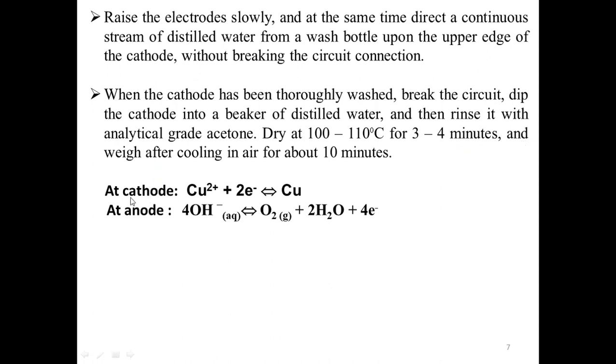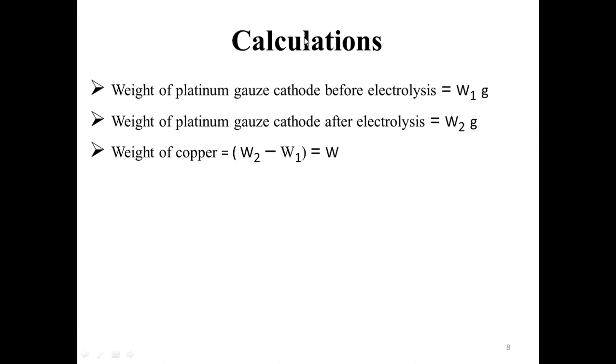The reaction at the cathode is reduction of cupric ion, and at the anode is oxidation of hydroxide ions. Next one is calculation. Weight of the platinum gauze electrode before electrolysis is W1 gram. Weight of the platinum gauze cathode after electrolysis is W2 gram. The difference W2 minus W1 gives the weight of copper, that is, how much copper is deposited on the platinum gauze cathode. Thank you.